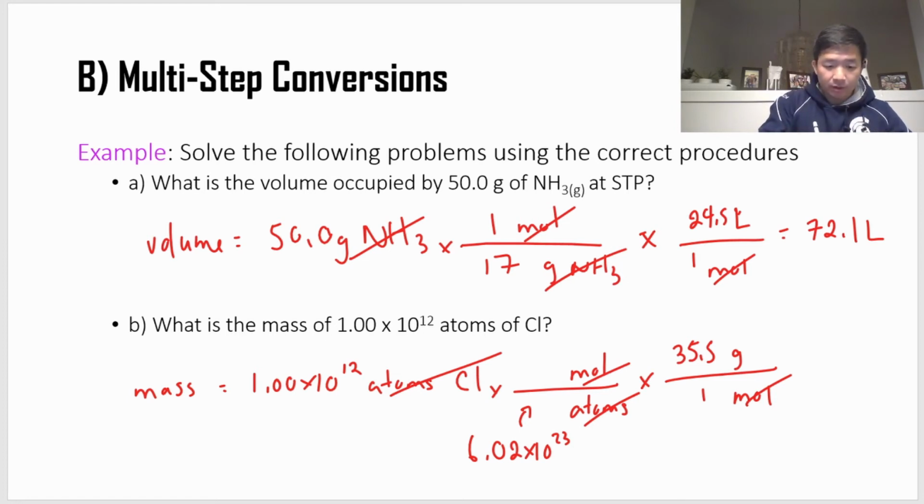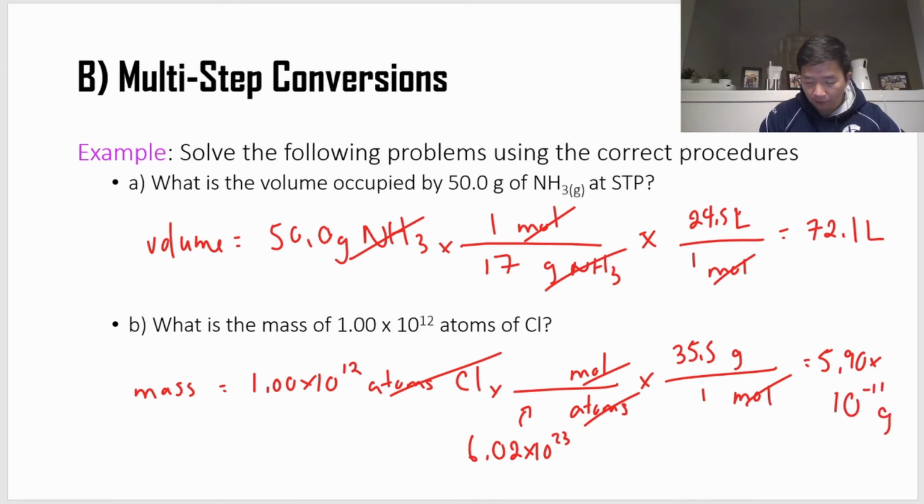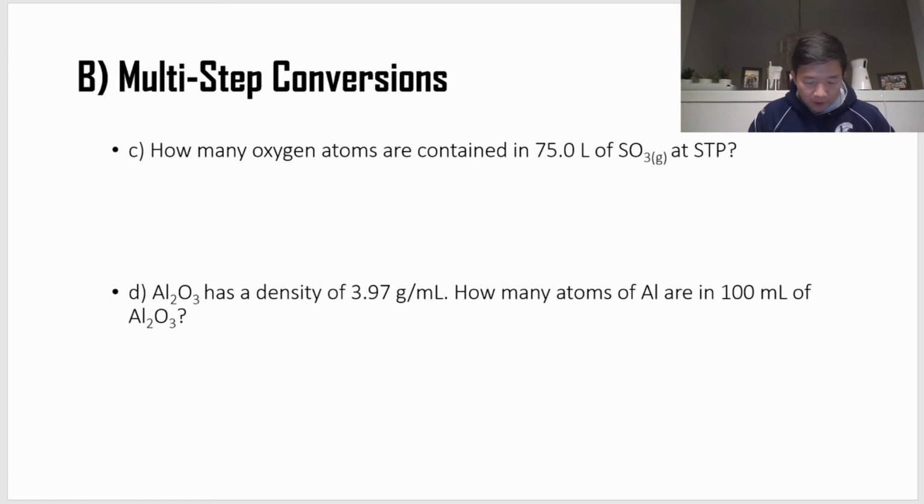Okay, let's do the calculations. 1 times 10 to the power of 12 divided by 6.02 times 10 to the power of 23 times 35.5. Okay, so here we have a small number. This is going to be 5.90 times 10 to the power of negative 11 grams. Okay, so once again, you see we did multiple conversions. All right, we have 2 more examples here, C and D.